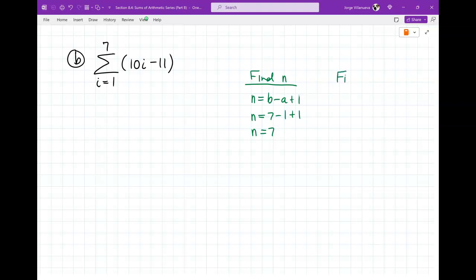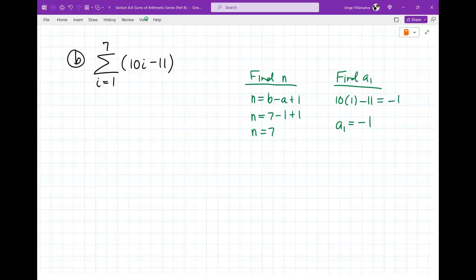Find a sub 1. So I've got to plug in the bottom number, right? The number we're starting with. So it happens to be a 1. So it's going to be 10 times 1 minus 11. So that's going to be negative 1. So a sub 1 is negative 1.